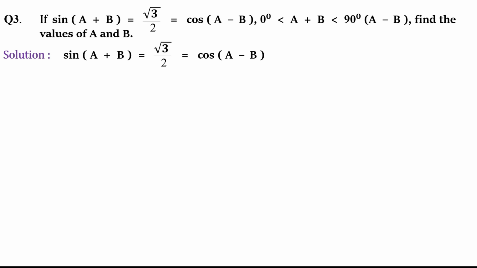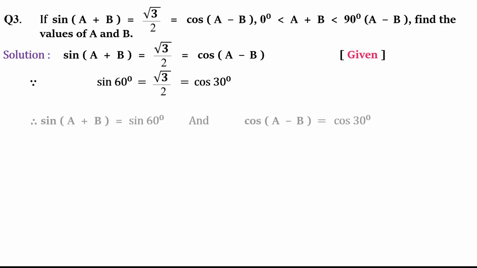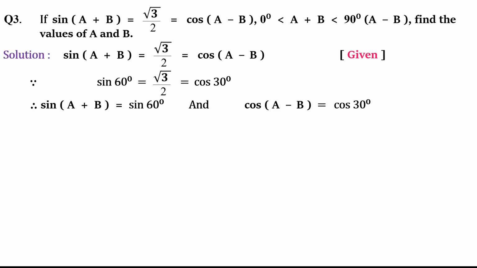Once again we have to recollect the table. We have to memorize for what value of sine and for what value of cos we have the value as root 3 by 2. And when I see the table, I come to the conclusion that sine 60 and cos 30 are equal to root 3 by 2.